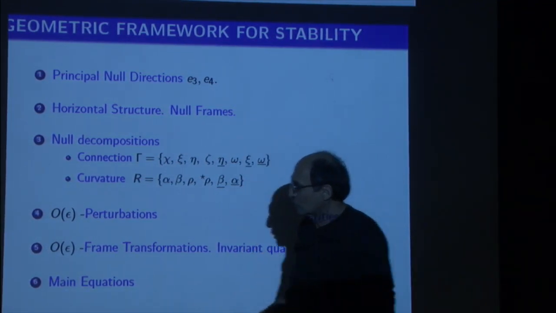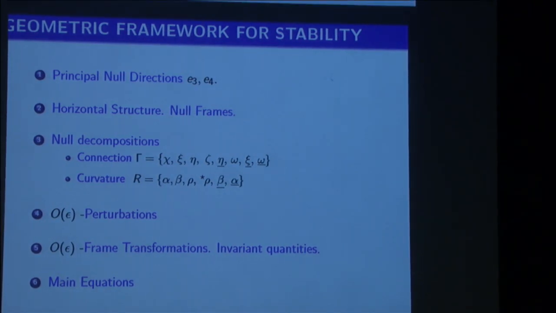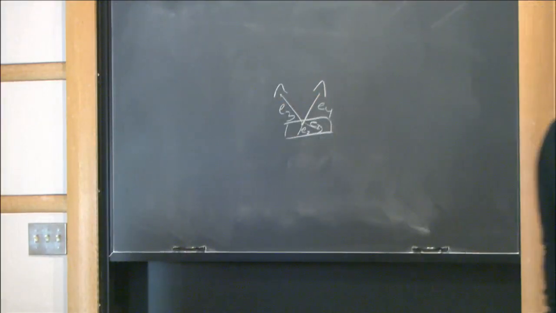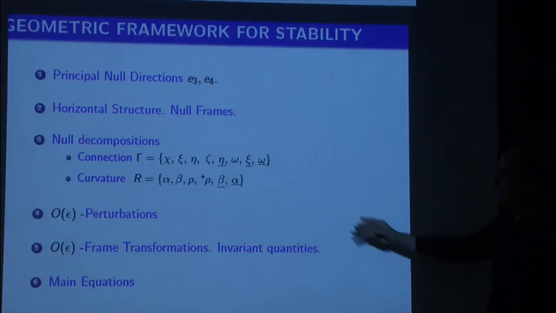There is a horizontal structure associated with it, which means that if you have these two vectors, let's say this is E3, this is E4, you look at the space perpendicular to them, and here you have two more vectors, E1, E2, and together they form a null frame. So these are the null frames. Once you have the frame, you do the decomposition. You look at the Ricci coefficients, which express derivatives of the frame relative to the frame itself. You get a lot of connection coefficients, which I call gamma.